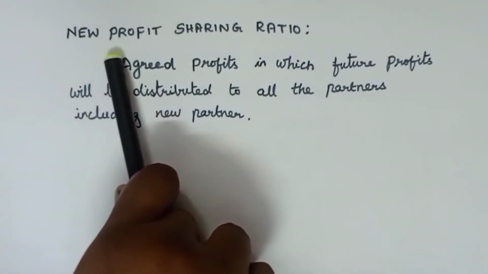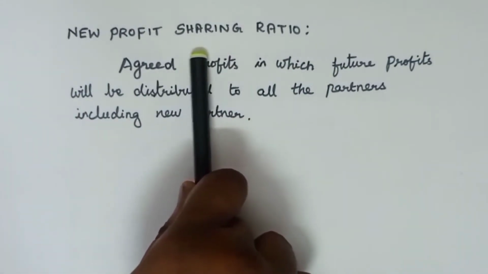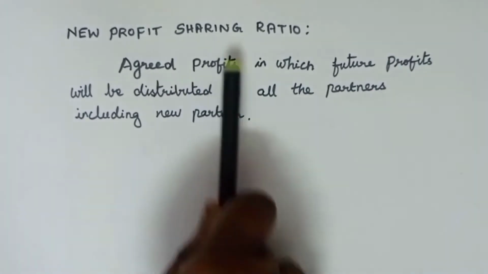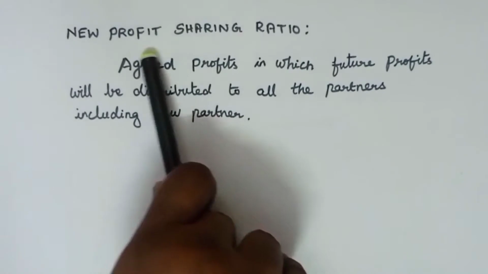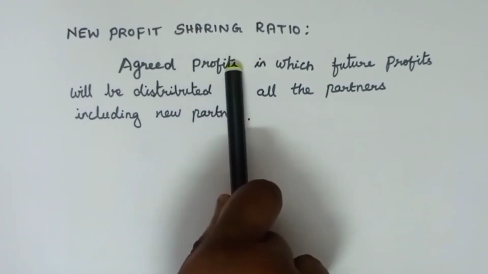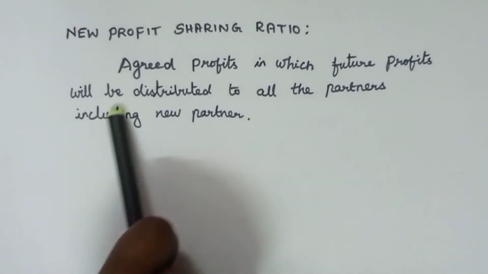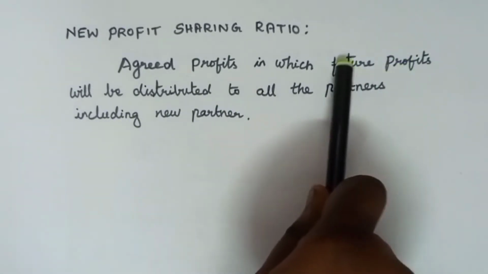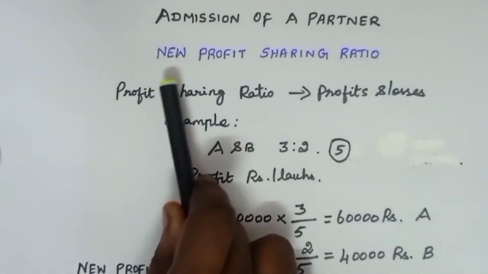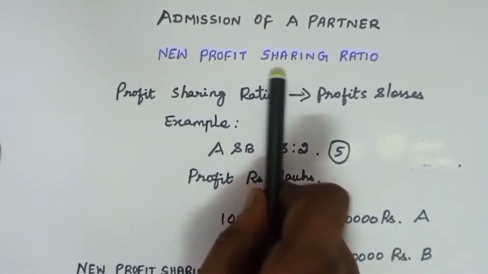Let me explain what is new profit sharing ratio. The new partner is entitled to share the future profits of the business. New profit sharing ratio is the ratio in which all the partners, including new partners, will share the future profits and losses of the firm. Look at the same example to understand new profit sharing ratio.